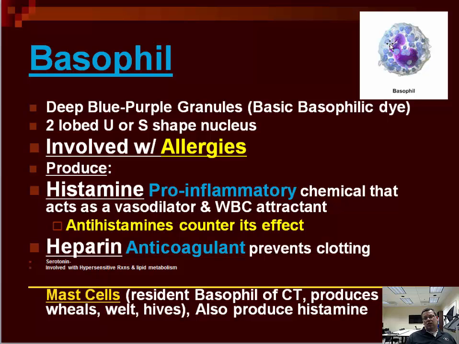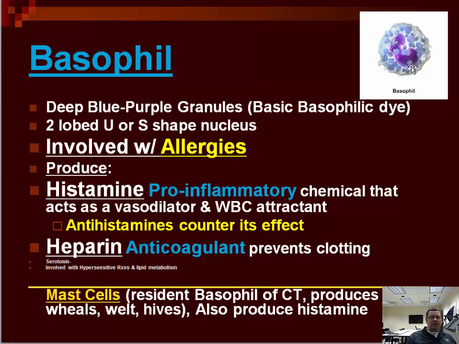Only they're found in connective tissue. Their granules interfere with our ability to, and they also produce histamine. The nucleus is usually a U or an S shape, usually has one or two lobes. You'll see it blue in appearance because of the basic or basophilic blue dye. Again, you get urticaria or hives when you're exposed to an irritating substance on your skin.